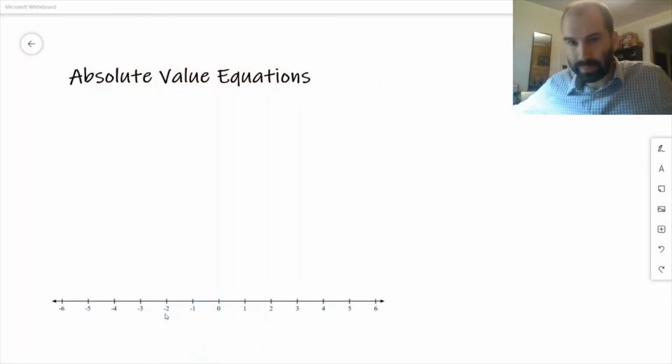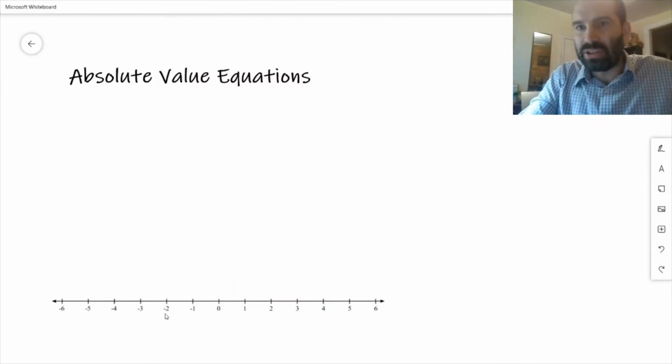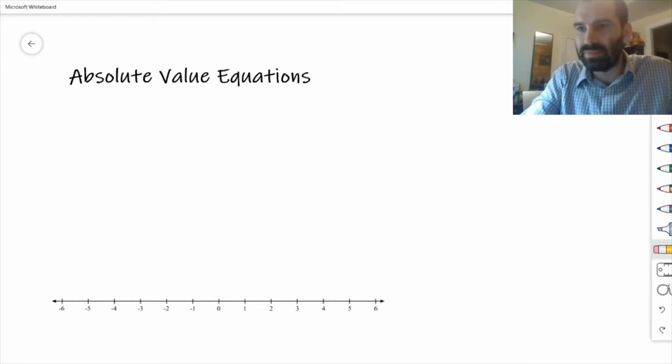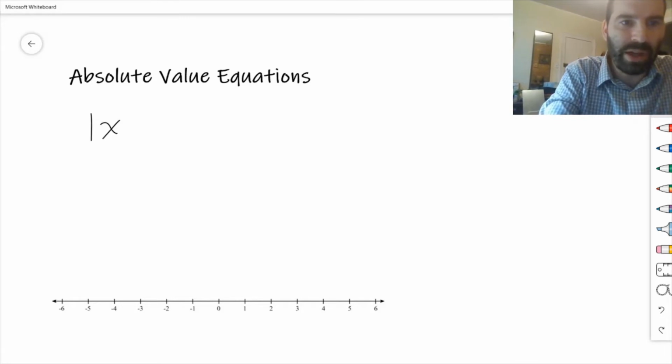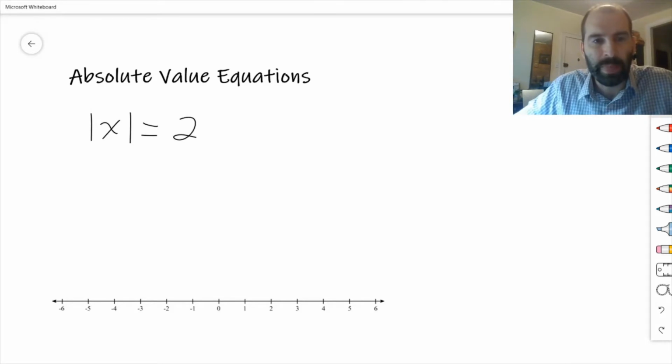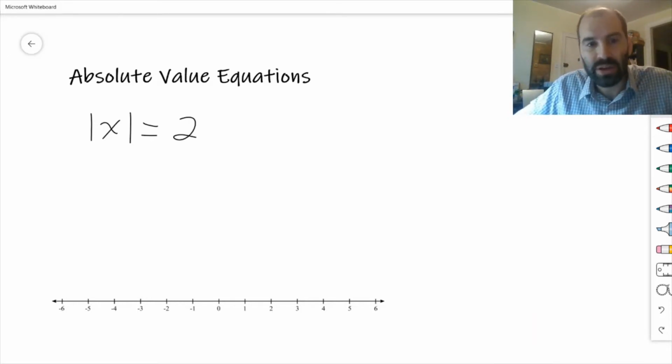So let me give you a very simple equation. All right, so the simple equation is going to be absolute value of x equals 2. Very simple. Now, if you remember from the other video when we talked about absolute value inequalities, we mentioned that the absolute value is the distance that a number is from 0. So what we're saying is the distance that x is from 0 is 2.